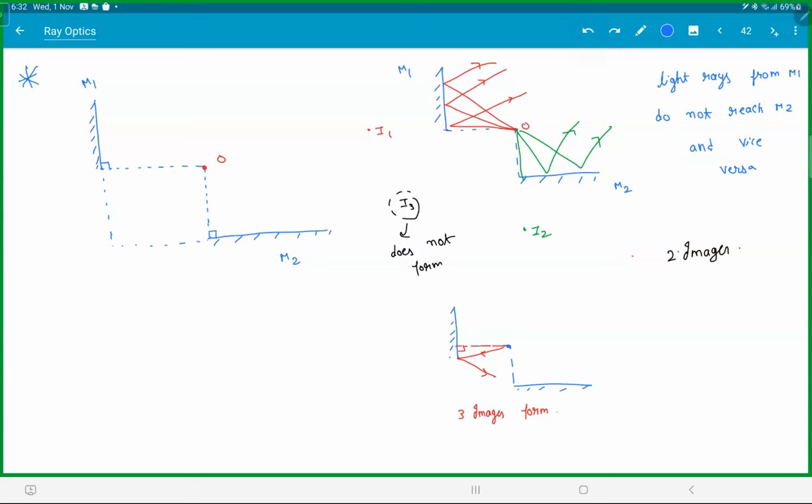All clear with this? Any doubts on this? Please ask me. Sir, so if it's parallel to the edge of the mirror, only 2 images will be formed, right? Parallel to the edge. Yes, this is the last light ray. After this, every light ray will just go off. Nothing will come back again. So, clear? So this is about plane mirrors.